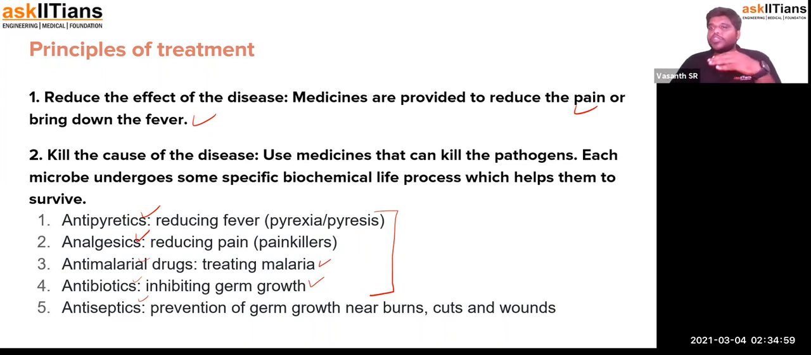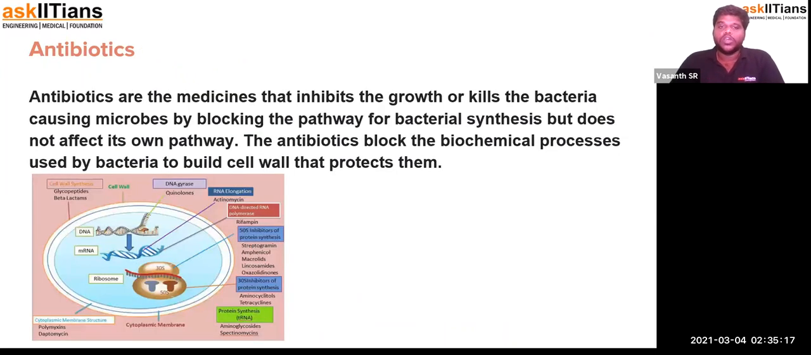So this is the principle of treatment, basically two things. One, taking care of the effect of the disease, and then taking care of the cause of the disease. So first the effect is taken care of, and then the cause is taken care of. These are the principles of treatment. So the next thing that you're going to learn about is antibiotics.